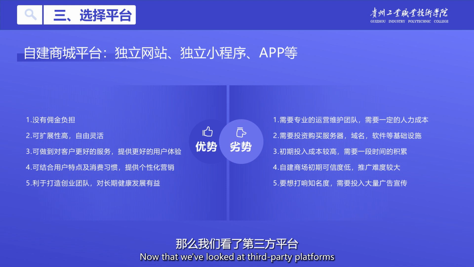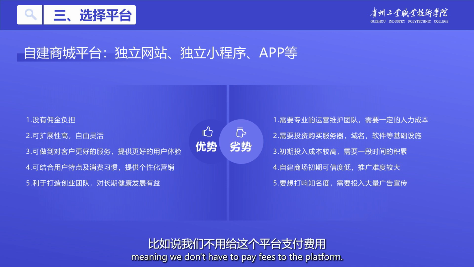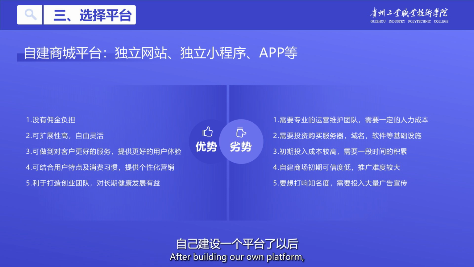Now that we've looked at third-party platforms and their advantages and disadvantages, let's consider another option, which is building your own commerce platform, such as an independent website, independent mini program, app, etc. This independent model, compared to what we discussed earlier, has its own advantages and disadvantages. Let's take a look. Firstly, there's no burden of commissions, meaning we don't have to pay fees to the platform. After building our own platform, whatever we sell, all the money is ours, with no commission.